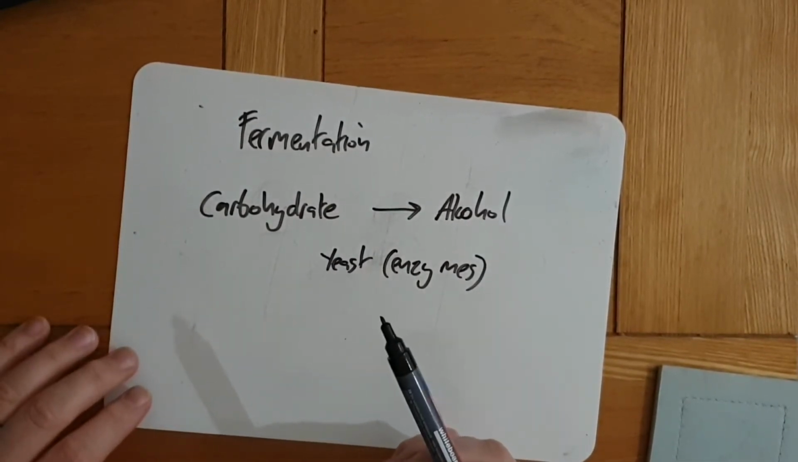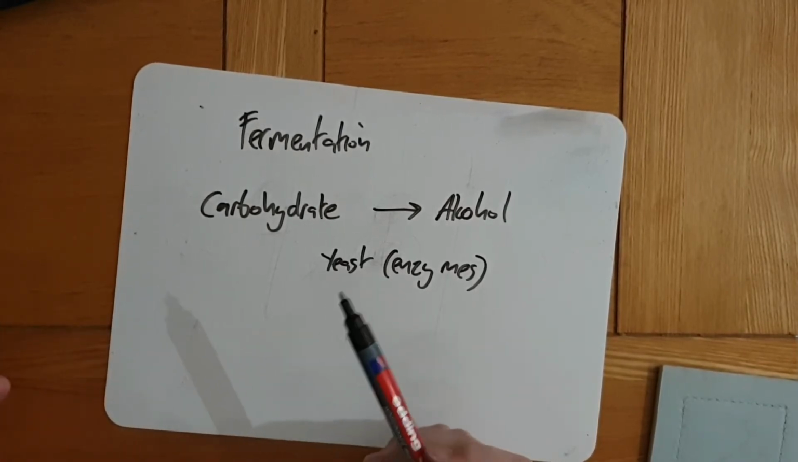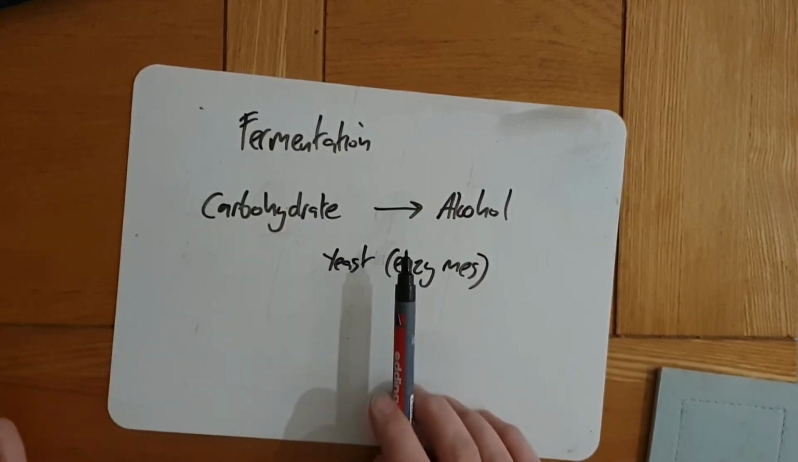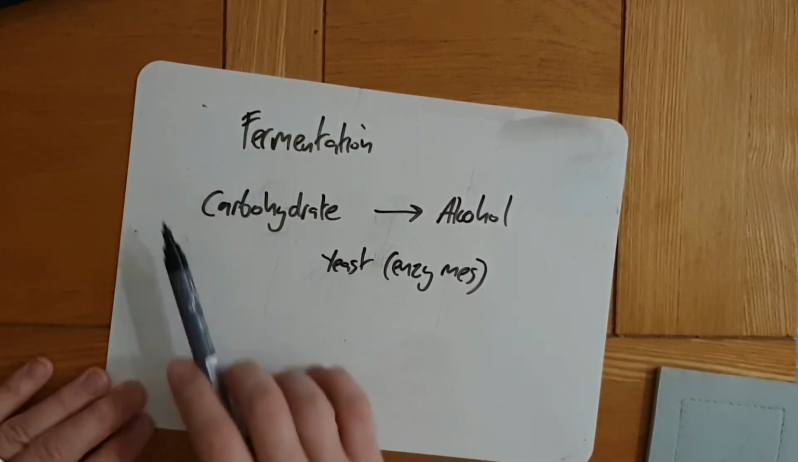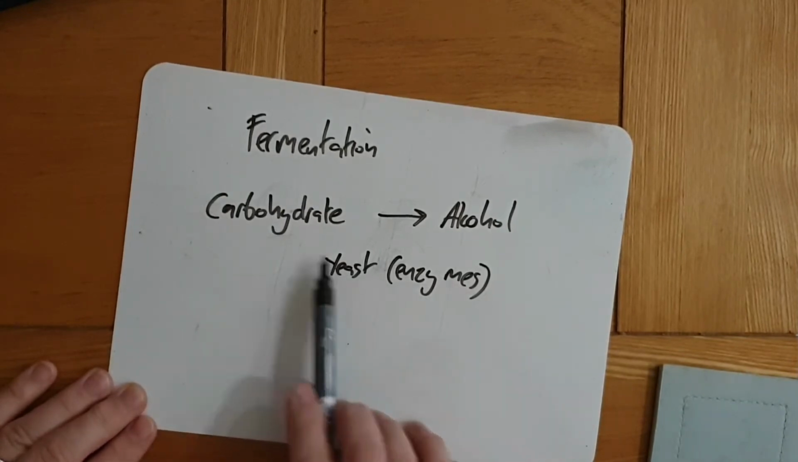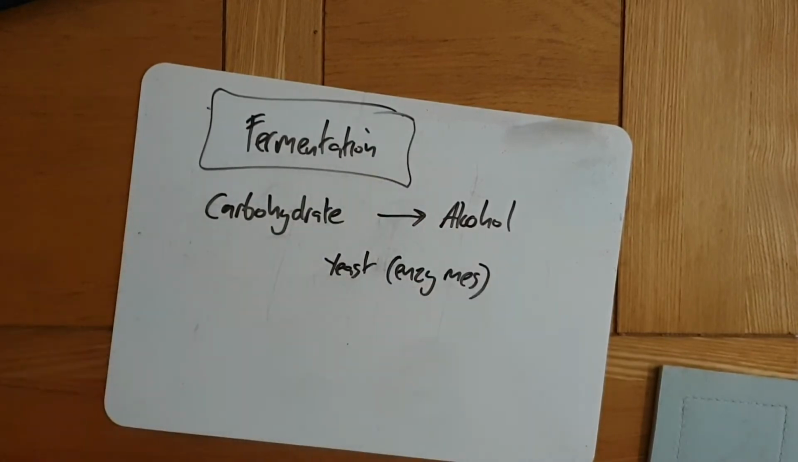As an example, wine is made from grapes, so the carbohydrate is the sugar that's in grapes and it gets turned into ethanol. Or cider: you've got apples, the carbohydrate is the sugar that's in the apples, and the enzymes in yeast turn it into alcohol. And the name of that reaction is a fermentation reaction.